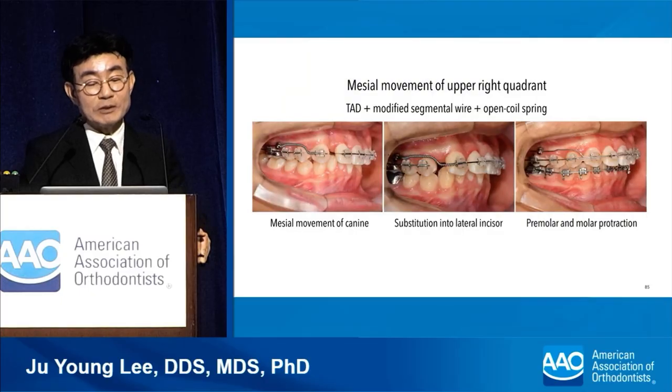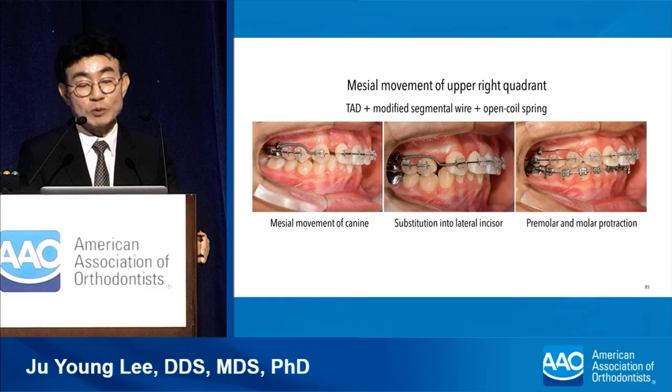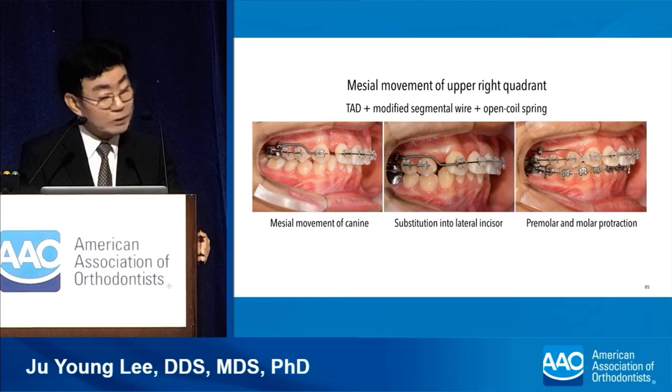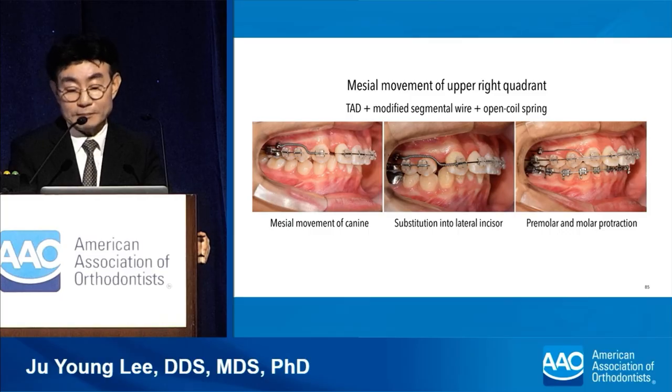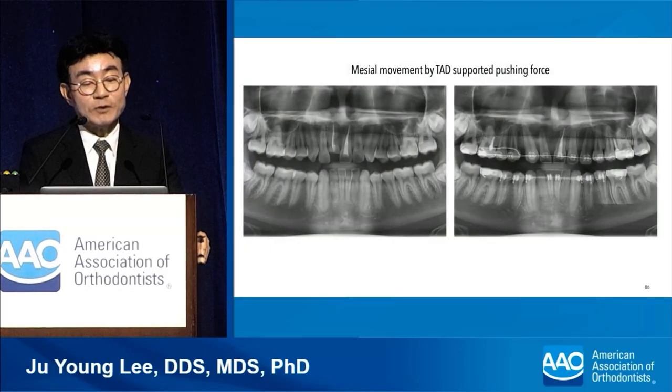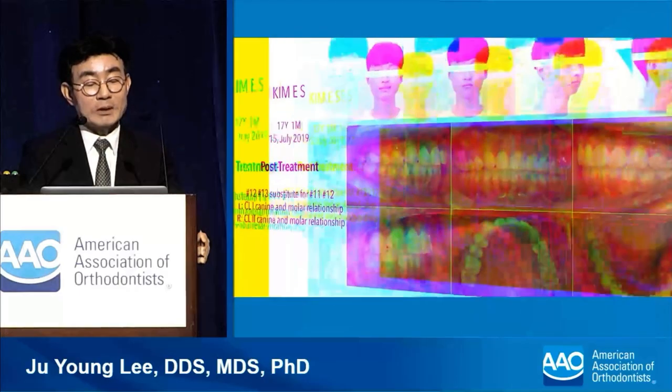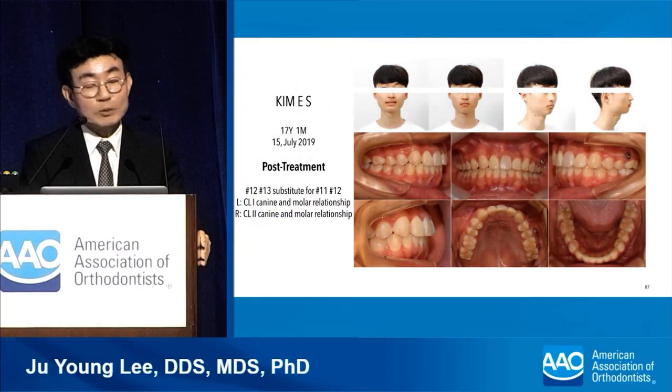After moving the lateral incisor mesially using a lead spring, the canine was subsequently moved mesially to replace the lateral incisor. After the canine moved, the premolars and molars were shifted mesially as well. Instead of using pulling force from the left side, the pushing force from the right side was used to reduce the possibility of anterior teeth intrusion. The upper right teeth were protracted by one tooth size to form a class 2 canine and molar relationship.